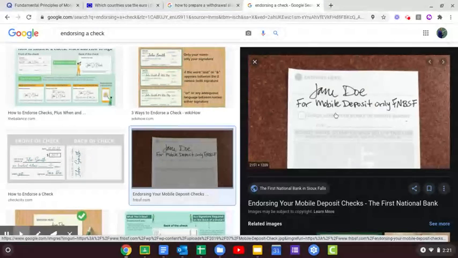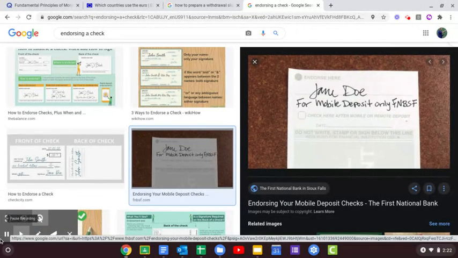For mobile deposit only. This is something that you're starting to see now when you're using your online accounts, your banks, and especially when we start talking about EFT. So I can cash this check by taking a picture of it and submitting it to the bank. But for a lot of them, you have to endorse it, especially for mobile deposit only. Oh, glad I found that one. We were going to talk about that.